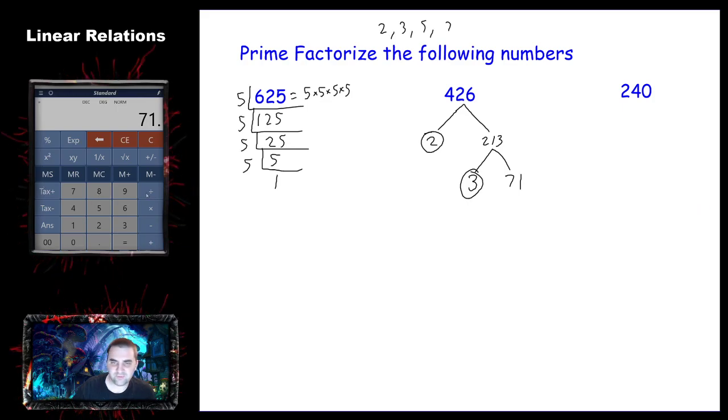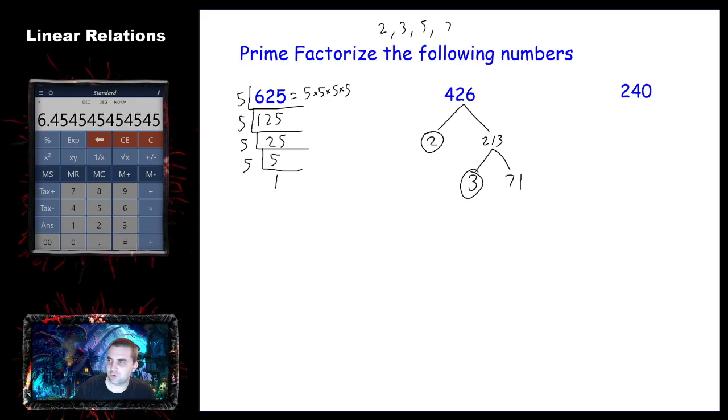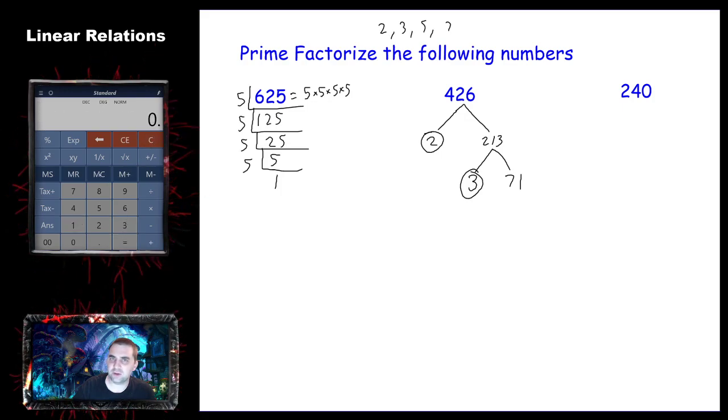That's 71. Can I divide it by 2 just by looking at it? No. Definitely not. 3? Possibly. Nope. Looks like I can't do 3. How about 5? No, I can't do 5. It's not a 5 or 0 at the last number. How about 7? Possibly. Let's try that. Looks like a no. How about 71 divided by 11? No. How about 71 divided by 13? No. Now we're getting to some unfamiliar primes, ones that you don't usually use very much.